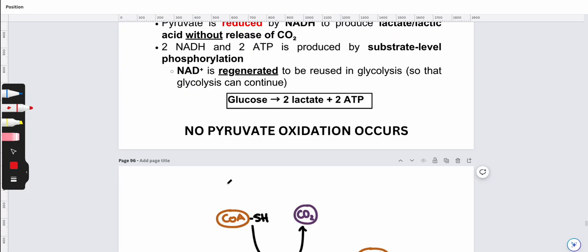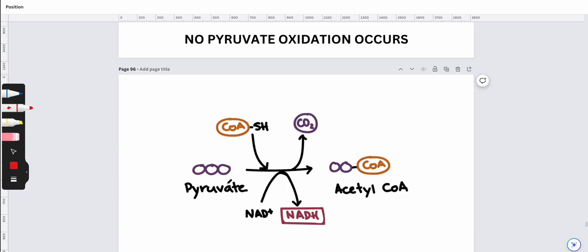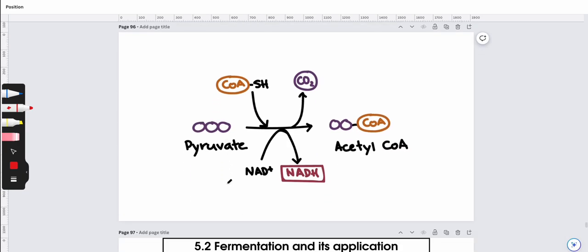Okay, let's take a look at the next slide. This is how it looks. From pyruvate to acetyl-CoA, but this one, if oxygen is available. If O2 is available, then the pyruvate can undergo pyruvate oxidation. If not, it will undergo fermentation, lactate fermentation for animal cells. Is that clear?